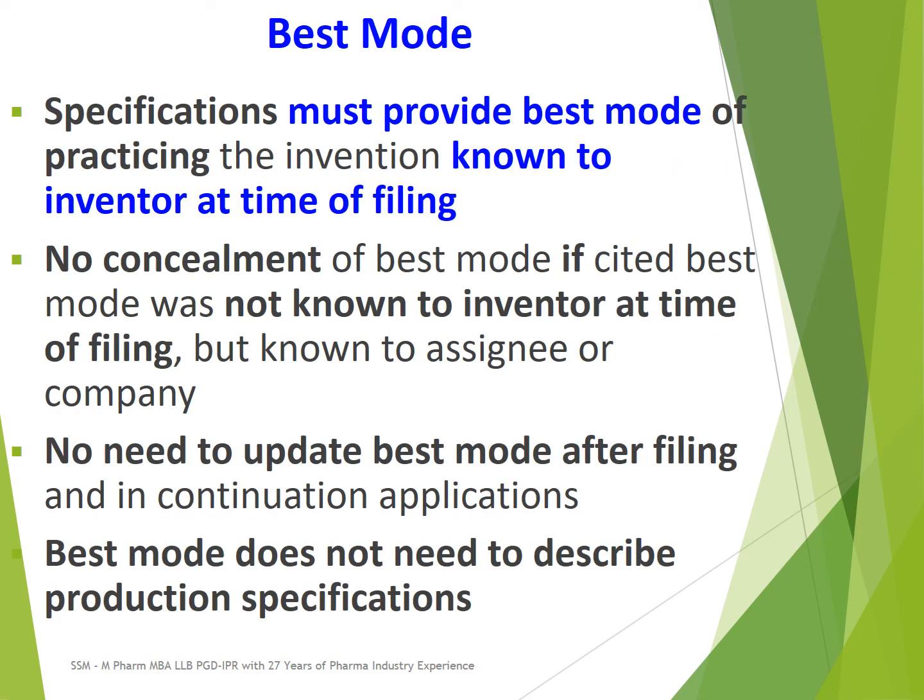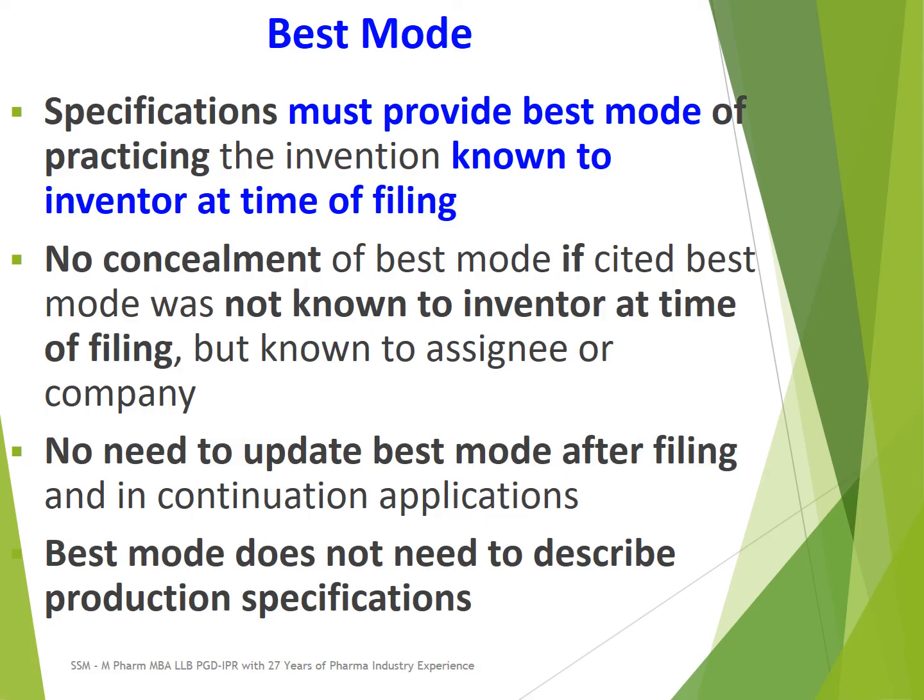The next requirement is the best mode requirement. Specifications must provide the best mode of practicing the invention which is known to the inventor at the time of filing. So he has to disclose the best mode which is known to him at the time of filing. There is no concealment of best mode if the cited best mode was not known to the inventor at the time of filing. There is no need to update the best mode after filing, and no need to update the best mode in a later filed application like a continuation application.